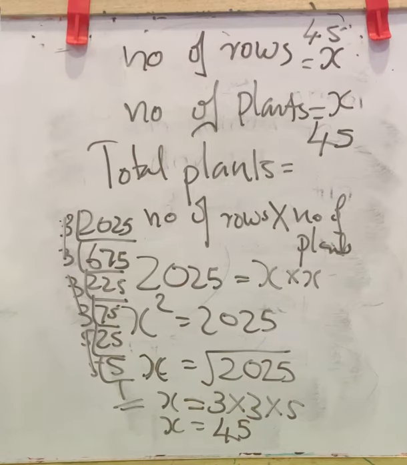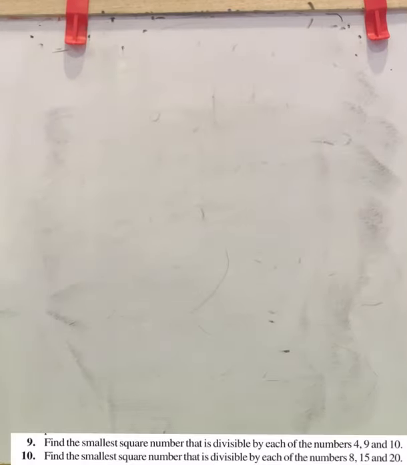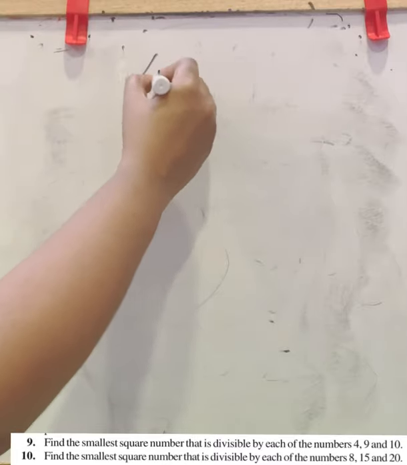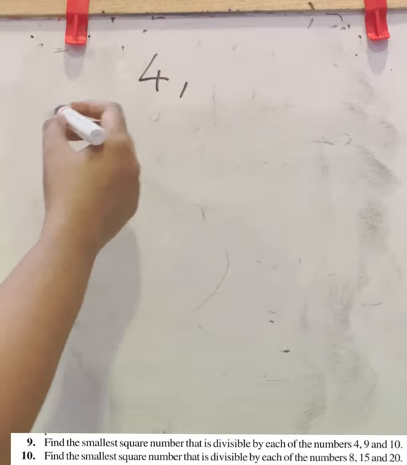Next question. Find the smallest square number that is divisible by each of the numbers 4, 9 and 10. We are asked to find the smallest square number which is divisible by these. If it is asked to find the smallest number which is divisible by them and there is no square term, you will find the LCM. Like that, you have to find the LCM here too. But there is a slight difference that I will show you now.